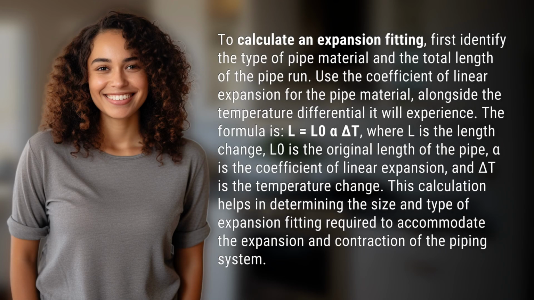To calculate an expansion fitting, first identify the type of pipe material and the total length of the pipe run. Use the coefficient of linear expansion for the pipe material, alongside the temperature differential it will experience. The formula is ΔL = L0 × α × ΔT, where ΔL is the length change, L0 is the original length of the pipe, α is the coefficient of linear expansion, and ΔT is the temperature change.